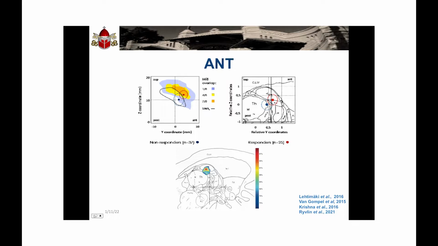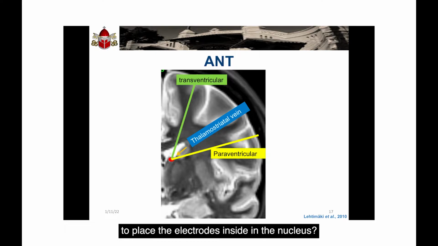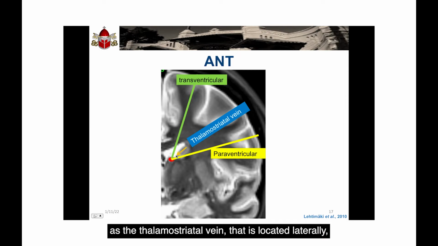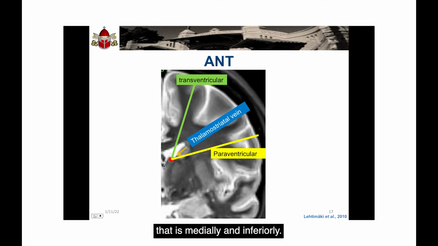And what are the pathways that can be used to place the electrodes inside the nucleus? Our goal is to place the majority of the contacts inside the ANT. And this can be achieved by a transventricular pathway or a paraventricular pathway. But we always have to be careful with some vascular structures, such as the thalamostriate vein that is located laterally, the superior choroidal vein that is located medially, and the internal cerebral vein that is medially and inferiorly. When we go transventricular, it's easier to place the majority of the contacts inside the nucleus because of its inclination. Although when we enter the ventricle wall, the electrode may deviate a little.